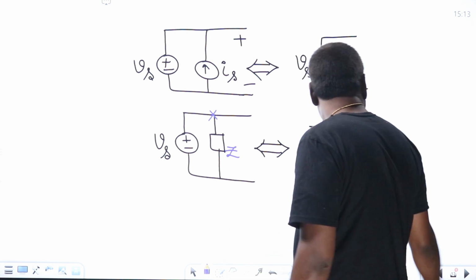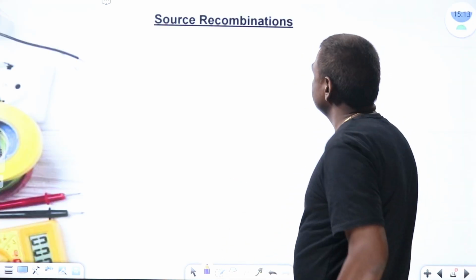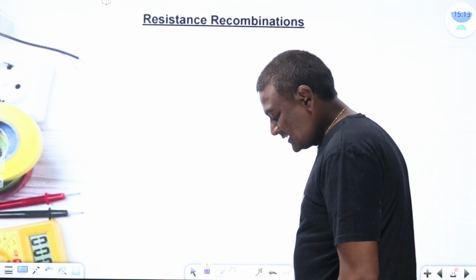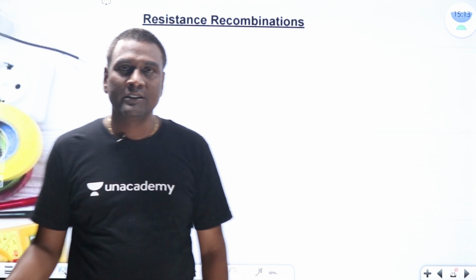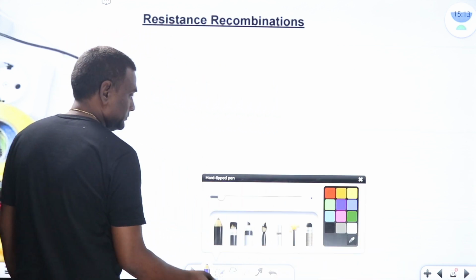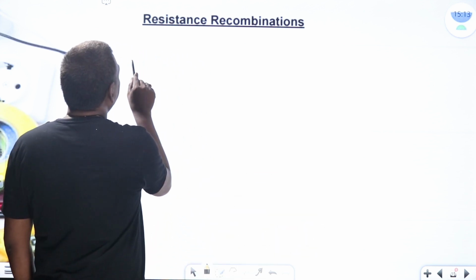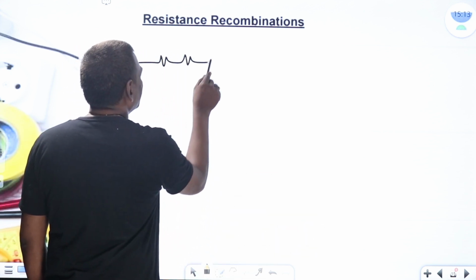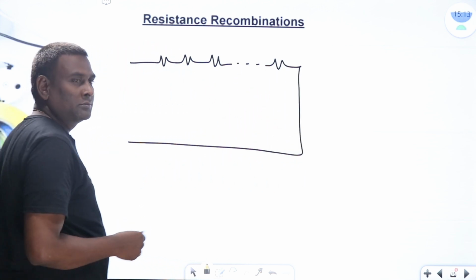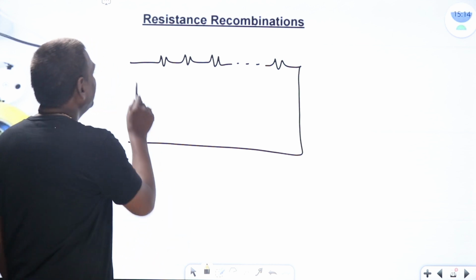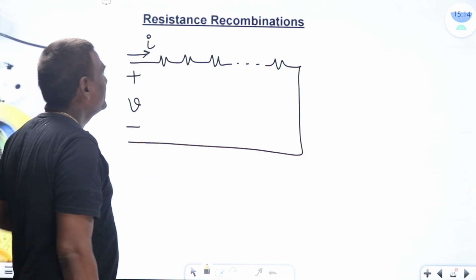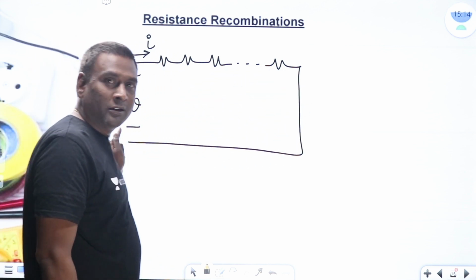Okay, now let us think of source recombinations. Source recombinations are only done till now. Let us think of resistance recombinations. Okay, so in resistance recombinations, I won't drag this discussion much because you already know, but I want to connect this to duality. See here, voltage will be there, current will be there, and the same current is going to flow through all the elements, right?